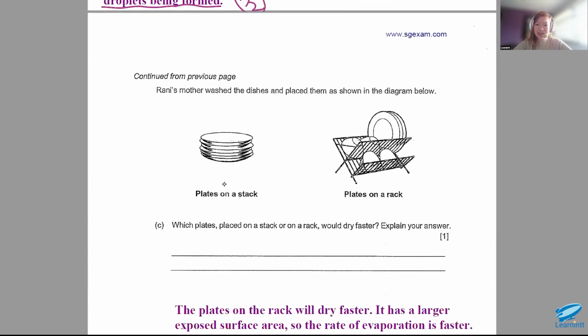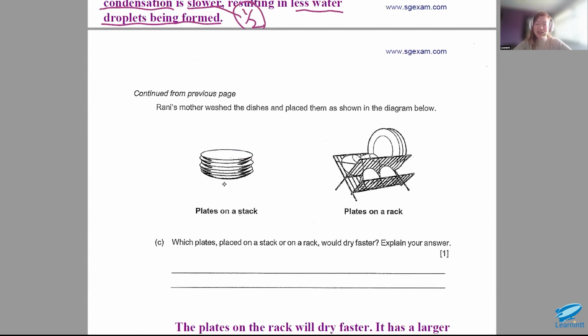After eating, they're going to start washing the dishes, right? Rani's mother washed the dishes and placed them as shown in the diagram below. So plates are being stacked up and there are also some plates on the rack. Which plate placed on the stack or the rack would dry faster? Explain your answer. 1 mark for this. This one is about rate of evaporation already because we are looking at water droplets evaporating. So we are going to look at the exposed surface area.